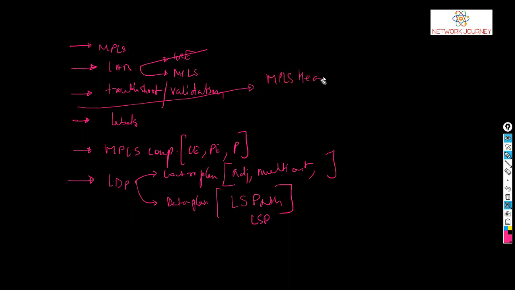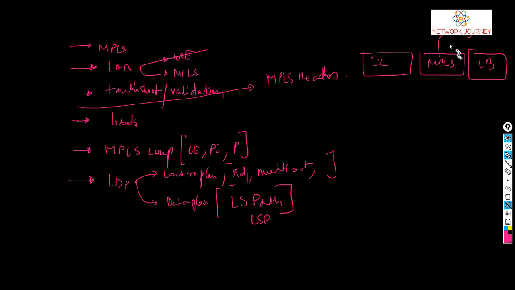And finally, we also saw the MPLS header. I told you where this MPLS header sits. We have L2, then MPLS, then L3. So this is called the 2.5 layer. And how does this MPLS header look? It has four components: label value, experimental bits, bottom of stack, and TTL value. So from the enterprise point of view, this is your syllabus for MPLS.